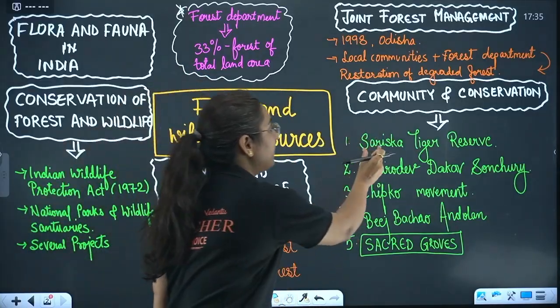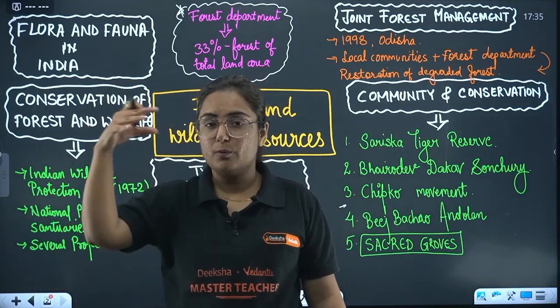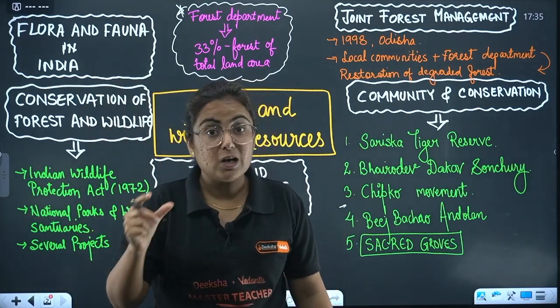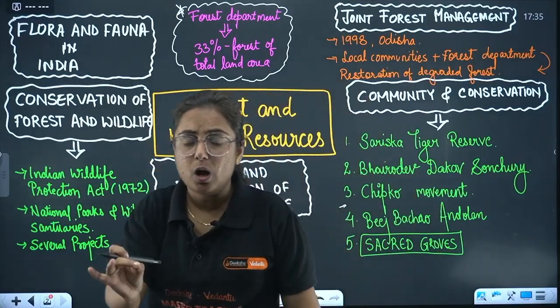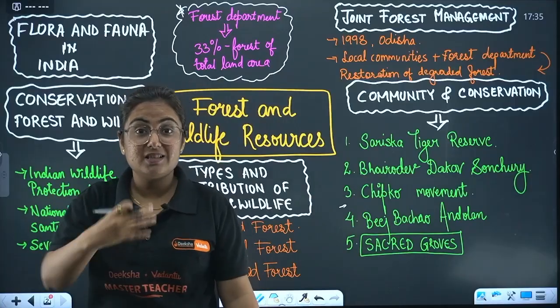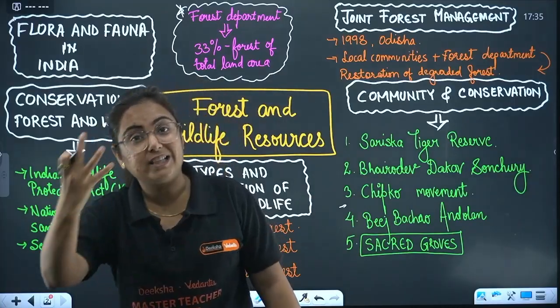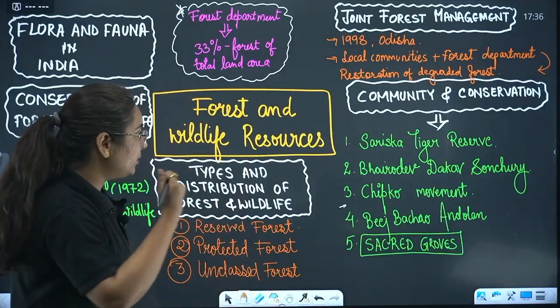First point, you will write about Sariska Tiger Reserve. This is in Rajasthan. What happened? Government came there for mining. Now, citing the Indian Wildlife Protection Act, the people said that no, we won't allow you to do mining in this area. And this is how the community played a vital role in the conservation of forest and wildlife. So, you can give the example of that.